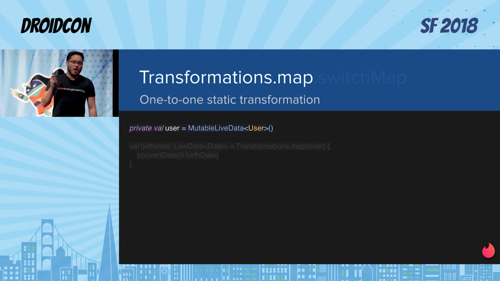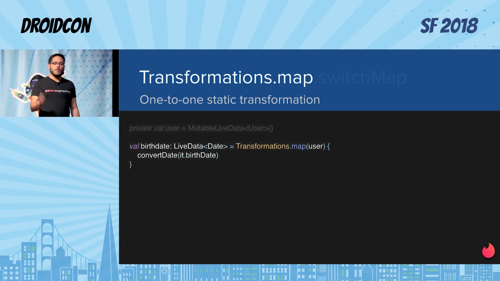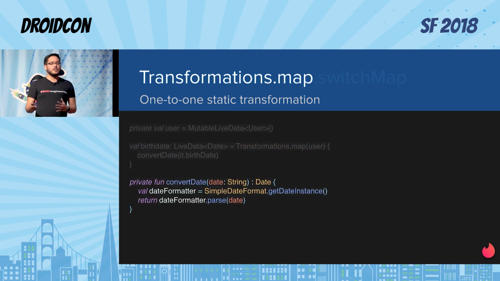So let's say here we have a user that is actually a mutable LiveData. We want the birthday. We just want to subscribe to the birthday, and we want to have it formatted, while the user only has a string. So we can apply a transformation to that user LiveData and get the birth date, which is a string, and pass it to a method that is going to return it parsed to a date object.